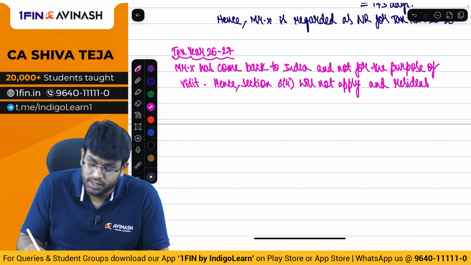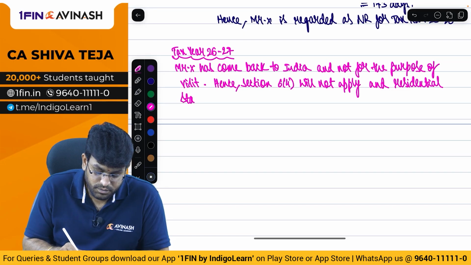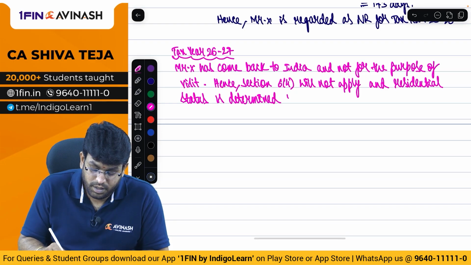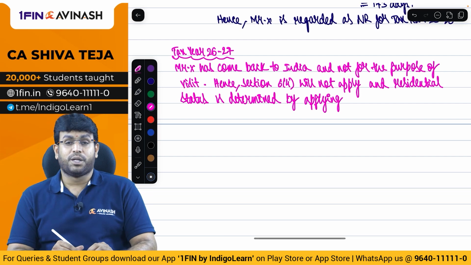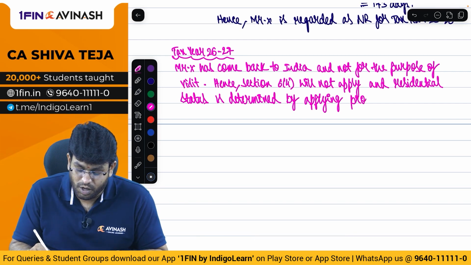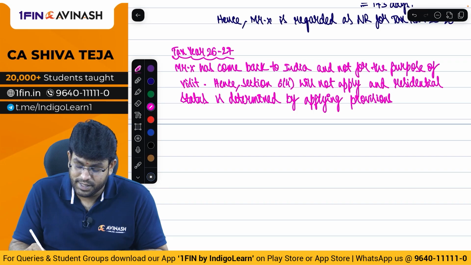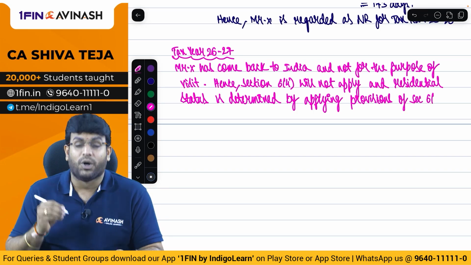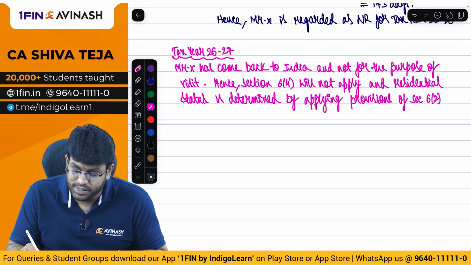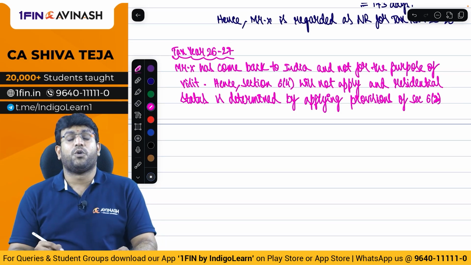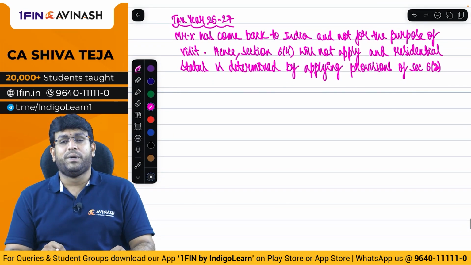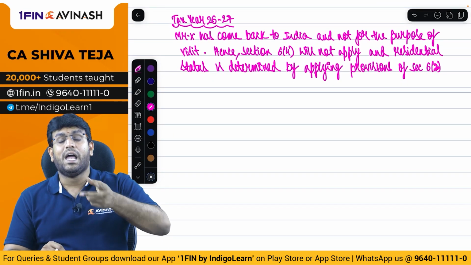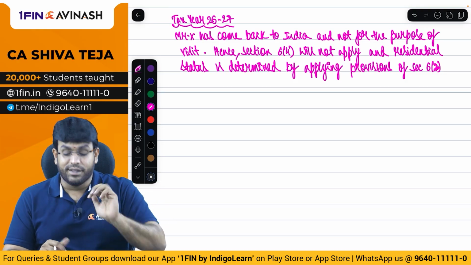And residential status is determined by applying provisions of section 6(2). The moment I say section 6(2), that means if you satisfy any one of the basic conditions, you are regarded as a resident. What are basic conditions? He must be in India for a period of 182 days or more during the tax year, or he must be in India for a period of 60 days or more during the tax year and 365 days or more during the 4 years preceding the tax year.